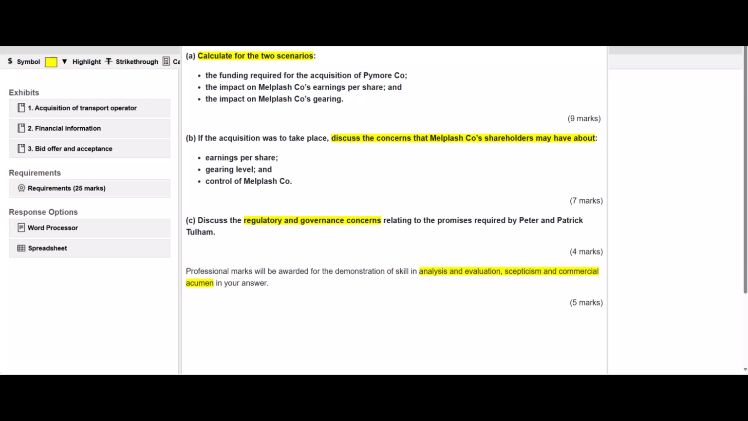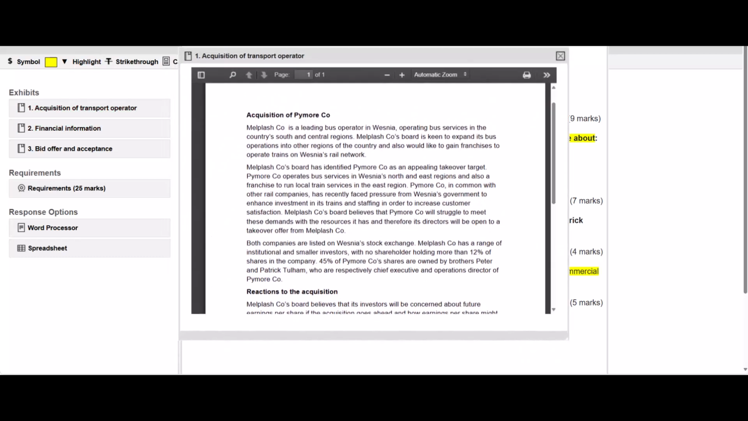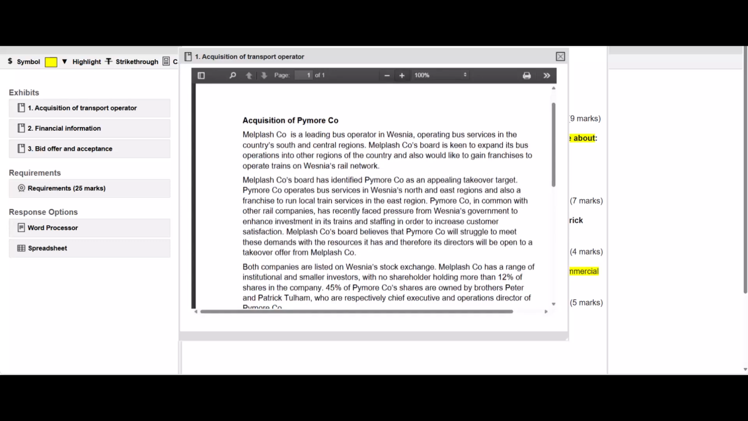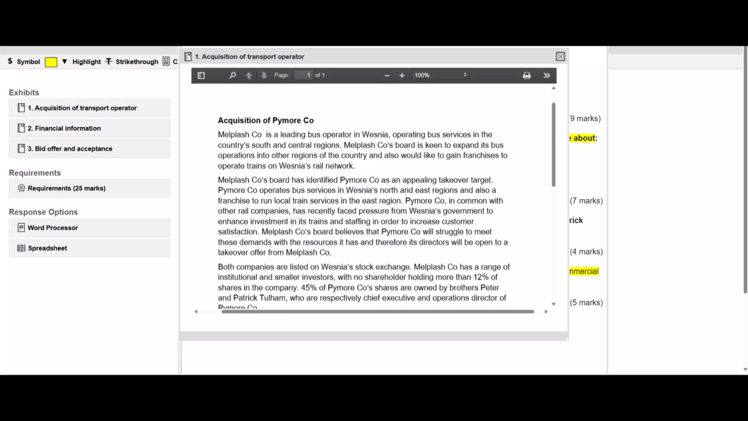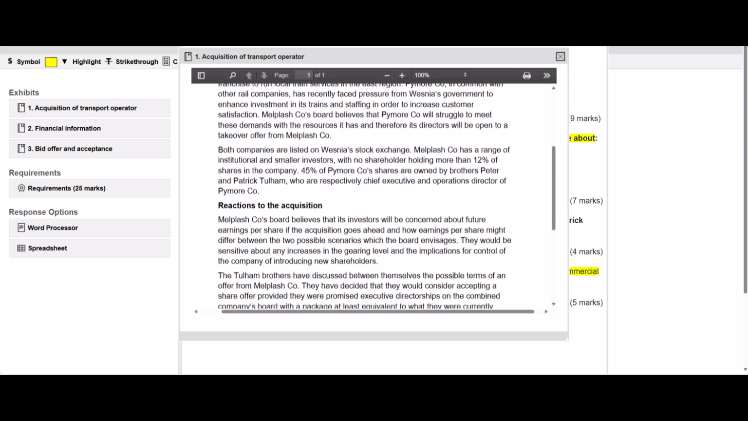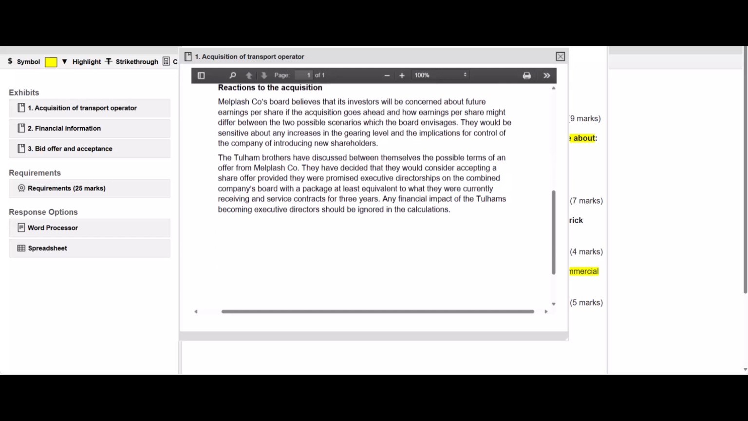Of course, we'll start with part A. So we'll do the calculations to begin with, and then we can then comment on those essentially in parts B and C. So let's have a look at the first exhibit. So this is all the background stuff, tells us a little bit around the company and what they do. So they're a bus operator, but they're looking at getting into trains. So have a read through all of that. It gives you a little bit of their structure and then a bit of the reaction to the acquisition as well, which will be useful for the discussion parts.